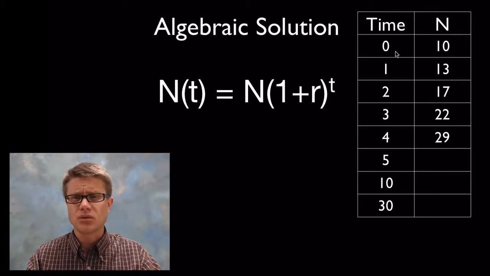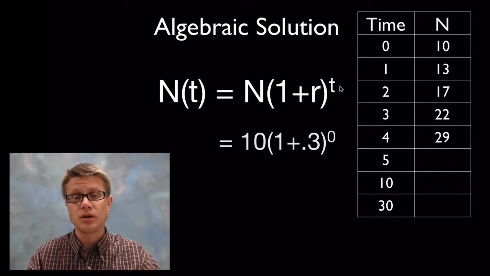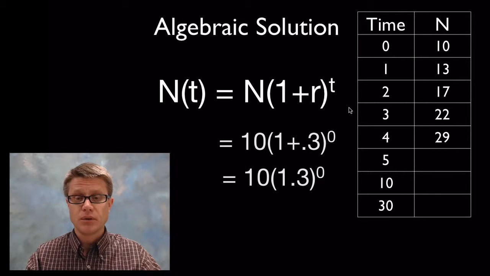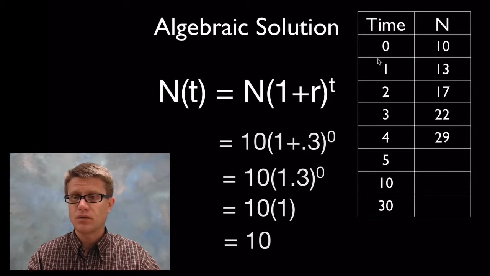And so let's make sure that this works. Let's start right here with 0. And so let's plug in our numbers. So we're going to put 10 in here for n. That's that original population. 1, and then r is going to go right here. It's going to be 0.3, and then we raise it to the 0 power because our time is going to be 0. Well, if we simplify that a little bit, anything raised to the 0 power is always 1, and so that's going to be 10. And so that works out so far. But don't trust me. Let's keep going.